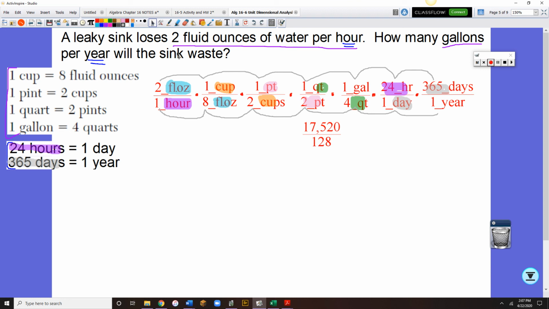Okay? Then, last step, divide. And it turns out that if you were to let that leaky sink go, you would be wasting 136.875 gallons of water per year. Okay? That is your dimensional analysis.